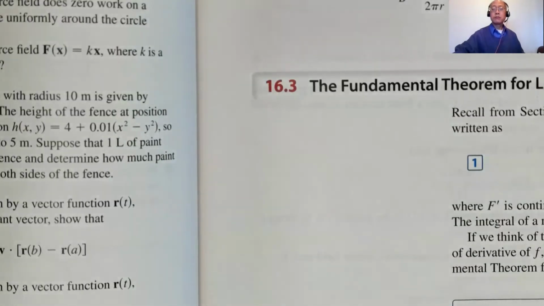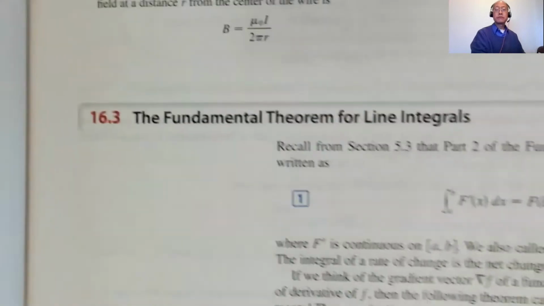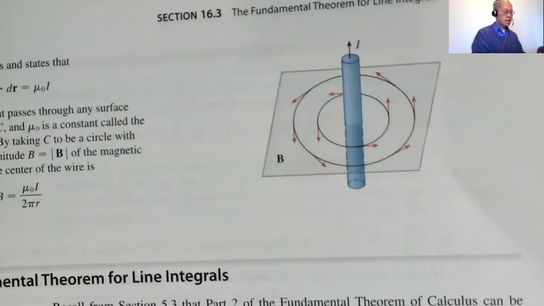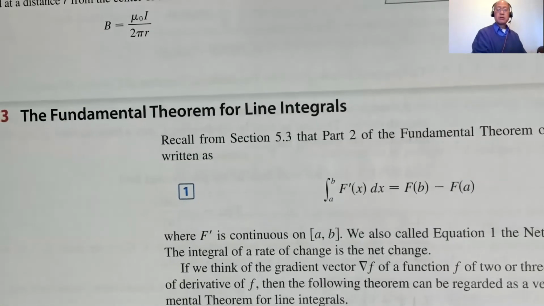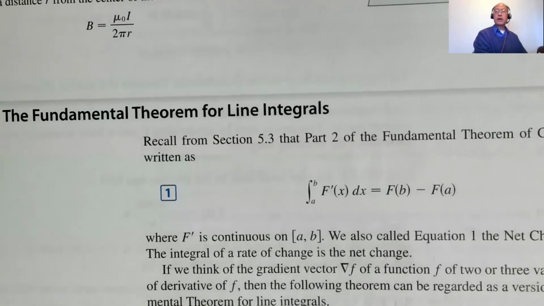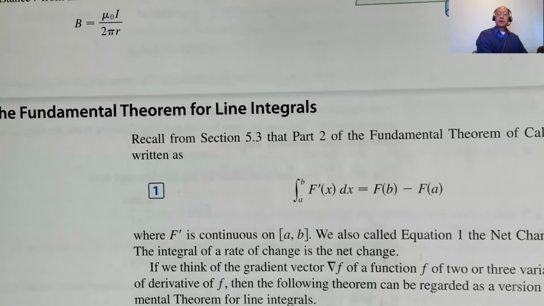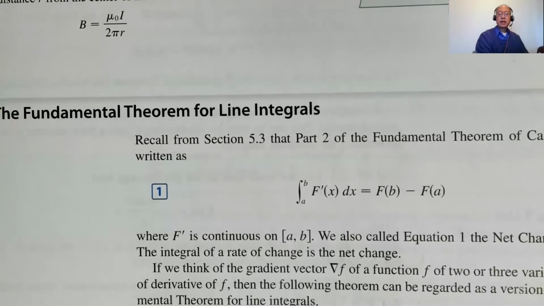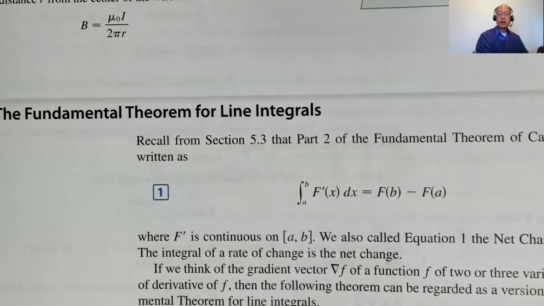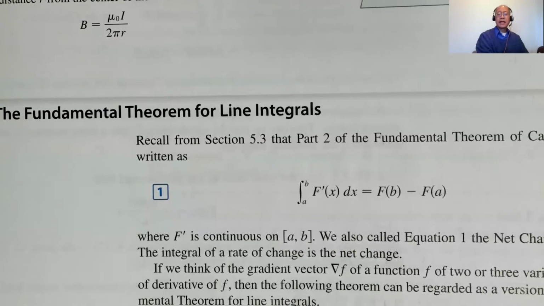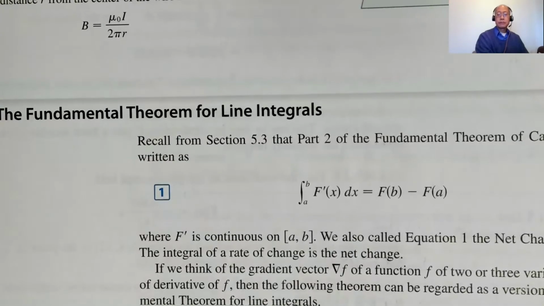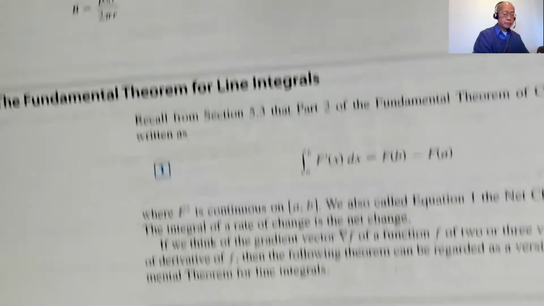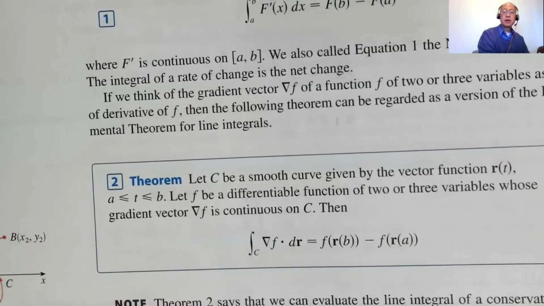All right, so the fundamental theorem of calculus for line integrals, page 1087. So look at box 1, that's what we had in Calc 1 and 2. Integral from a to b of f prime of x dx is capital F of b minus capital F of a, which means anti-differentiate, plug in b, plug in a. So we have something similar.